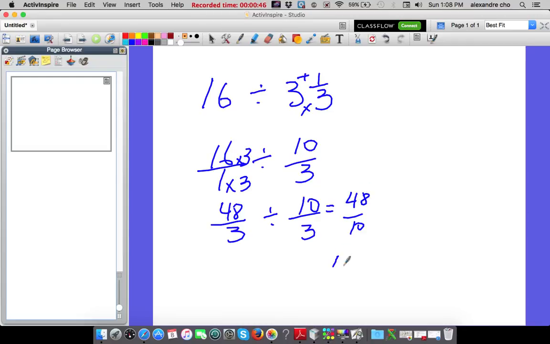And 10 goes into 48 4 times, and 8 over 10 left over. Or 4 and 4/5. So how many? You have 16 yards here, and you want to break it into pieces of 3 and 1/3 yards. How many can you make? You can make 4 full ones. Okay. Next one.